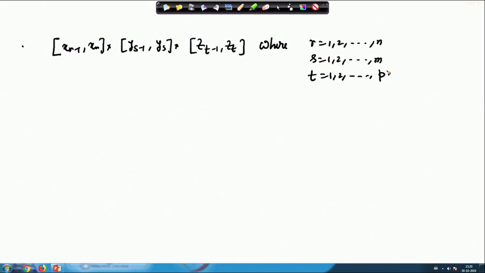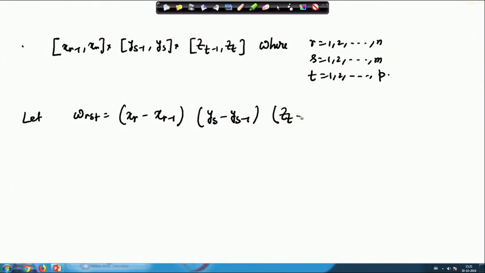Now we write let W_rst equals (x_r minus x_{r-1}) times (y_s minus y_{s-1}) times (z_t minus z_{t-1}), all right, which is the volume of this rectangular parallelepiped. So it's basically length into breadth into height.